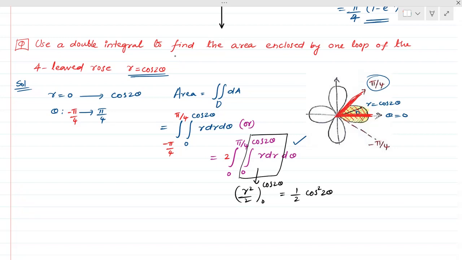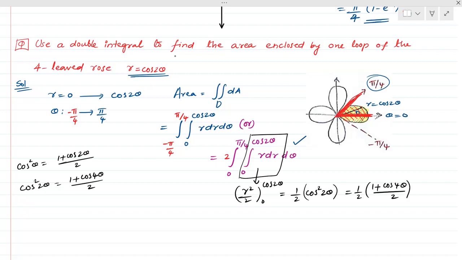So how will you write cosine square 2 theta? Since cosine square theta equals 1 plus cosine 2 theta over 2, if you have 2 theta here, it becomes 4 theta. So cosine 4 theta over 2. This is the same formula we are going to apply here. So you will get 1 over 2 and then 1 plus cosine 4 theta over 2. If you multiply, you will get 1 over 4, 1 plus cosine 4 theta.